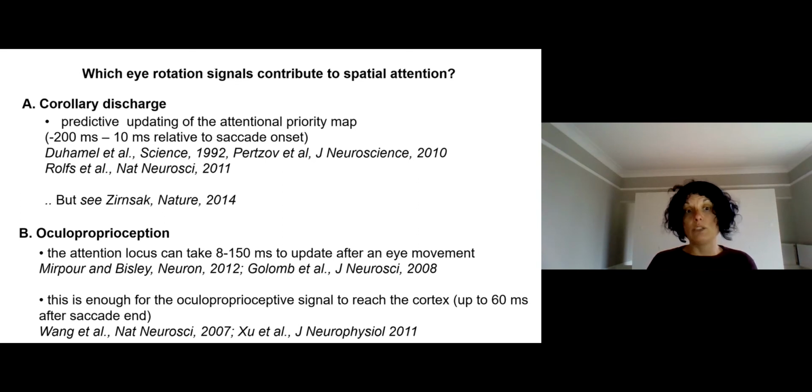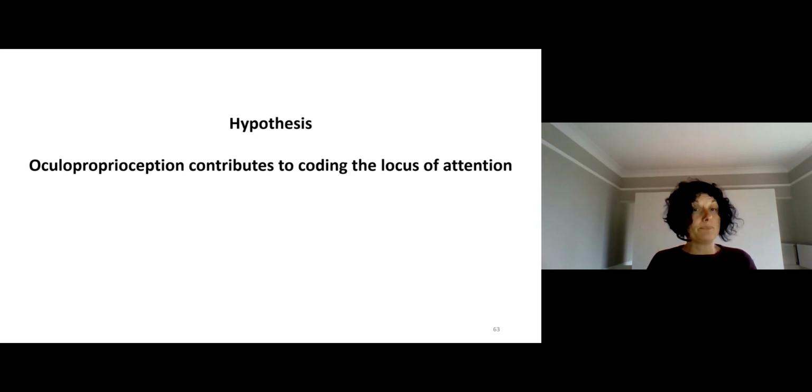I don't think so. It could be that this delay is caused by the actual processes that are required for the update, and it does not necessarily reflect the delay of proprioception in ascending fibers. And therefore, it seemed relevant to ask whether ocular proprioception contributes to coding the locus of attention, and use the methods that I was presenting in the previous part of my talk to find out.